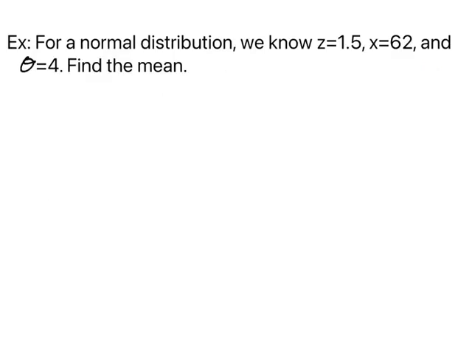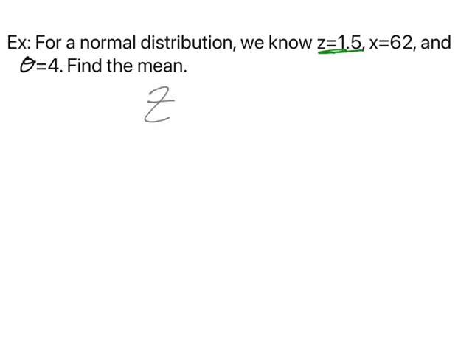For a normal distribution, we know that z is 1.5, x is 62, and sigma is 4. Find the mean. So z being 1.5 tells us that our value is 1.5 standard deviations above the mean. Just FYI. So we have z, 62 is our data value, and sigma is our standard deviation.